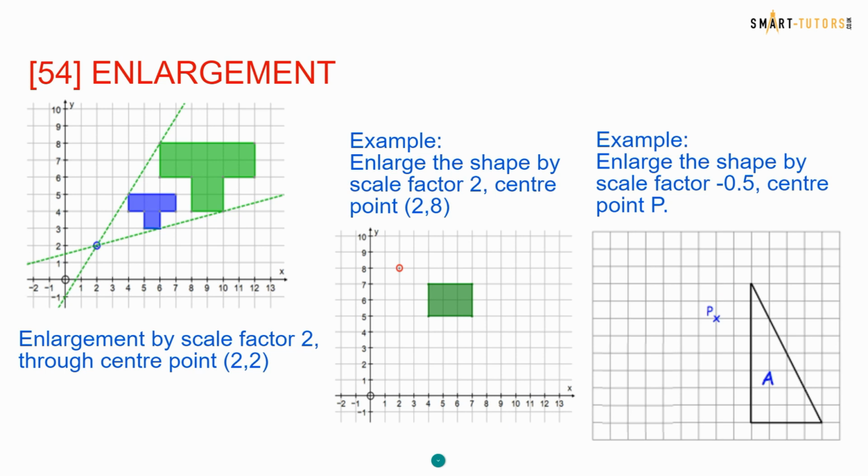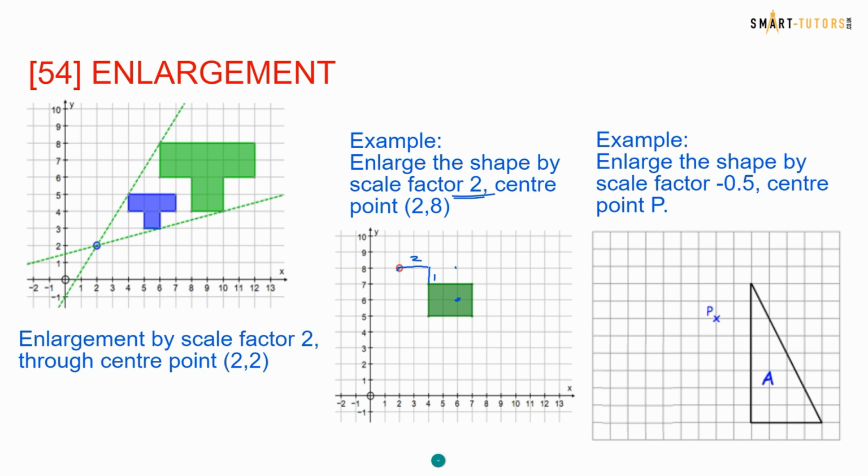Example, let me show you how to do this one. Enlarge the shape by scale factor 2, center point 2, 8. Center point 2, 8 is there. First of all, the scale factor is already given. From this point, you can draw the construction line, but I'm going to do it in a different method. This is 2 to the right, 1 down. So this is 2 and 1. The scale factor 2 means I'm going to multiply by 2. 2 times 2 is 4. So 4 to the right, 1, 2, 3, 4. And 2 times 1 is 2, 2 down here. So this is the enlarged object here.